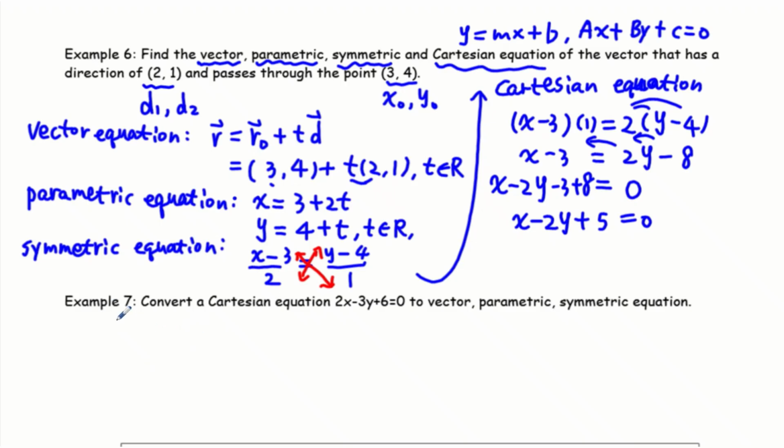So next example, convert a Cartesian equation to vector. So you need to be fluent to convert from one form to another form. So how to convert this one, we are going to see the vector form, vector equation.